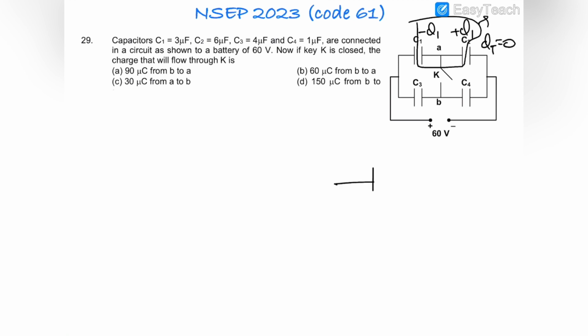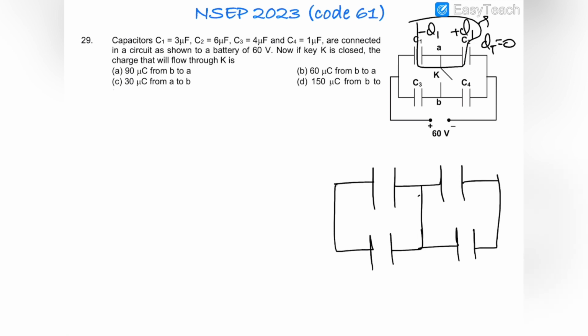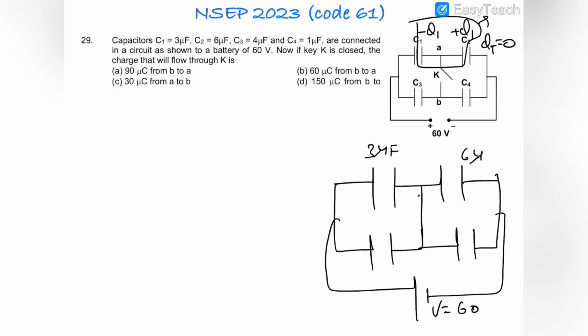But when this key is closed, then we can draw the diagram again, and this would be the diagram. And this cell would be having a potential of 60 volts. C1 is 3 microfarad, this is 3 microfarad, C2 is 6 microfarads, C3 is 4 microfarads, and C4 is 1 microfarad.